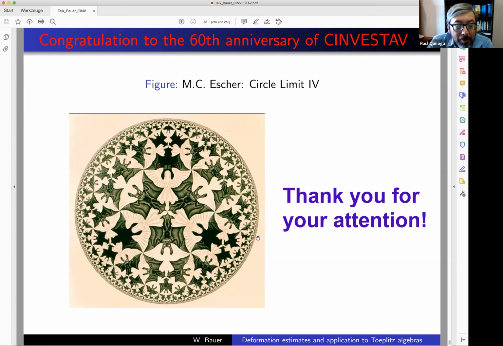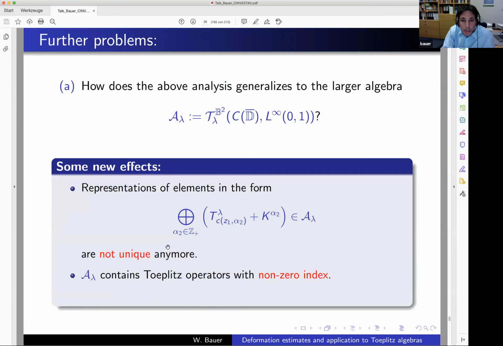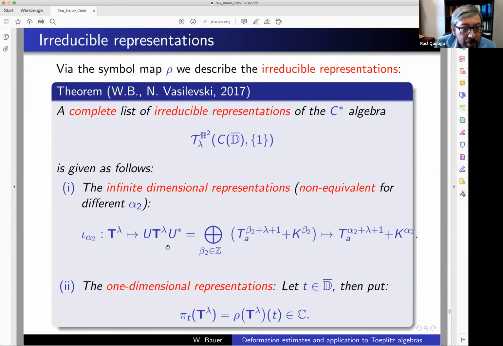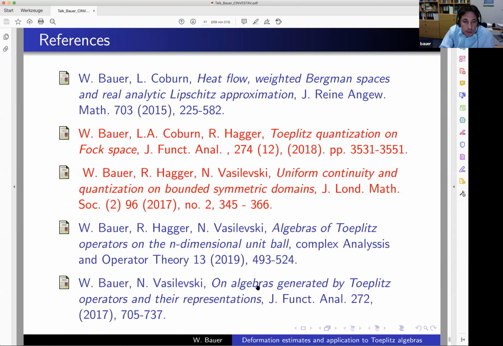A question. Yes. You just discussed the 2-ball. Do you have corresponding results for the n-ball? What I explained in the last part? Yeah. So this third part of your talk, this kind of results, do you have corresponding results for the n-dimensional ball? No. As here, the last two papers.